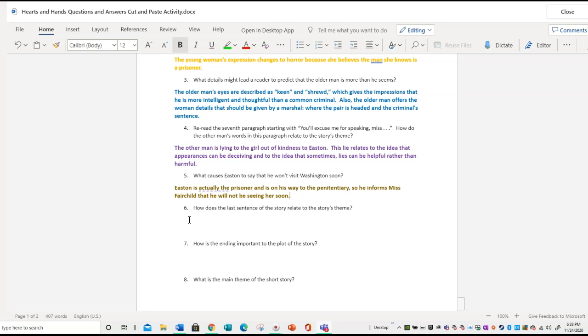6. How does the last sentence of the story relate to the story's theme? Okay, so I need to go back, get my book, and see what that last line is. Okay, so if you don't have the book, you can go to the online textbook.